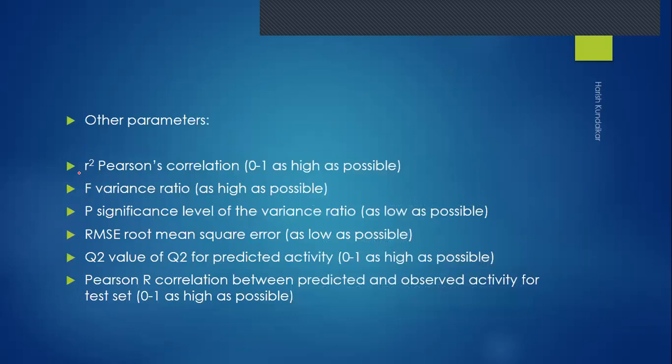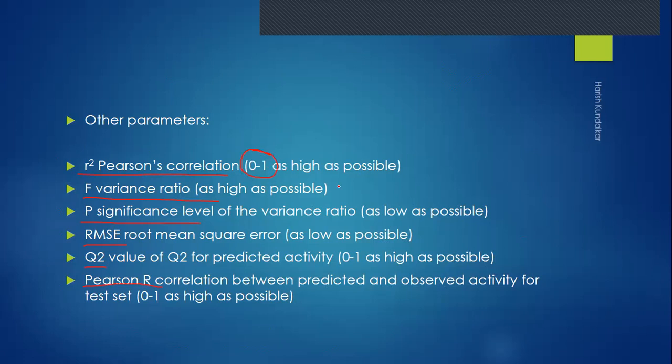There are other parameters as well. We have R square, Pearson's correlation. We have F value, which is variance ratio. We have P value, which is the significance level of the variance ratio. We have RMSE, root mean square error. And we have Q square value, which we talked about in the previous slide. We have Pearson's R value. So these are the parameters we look at.